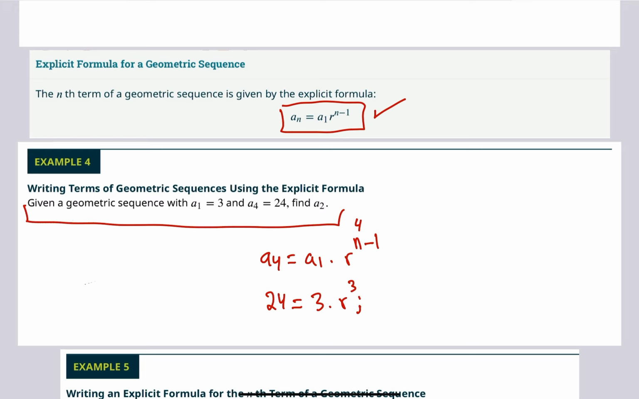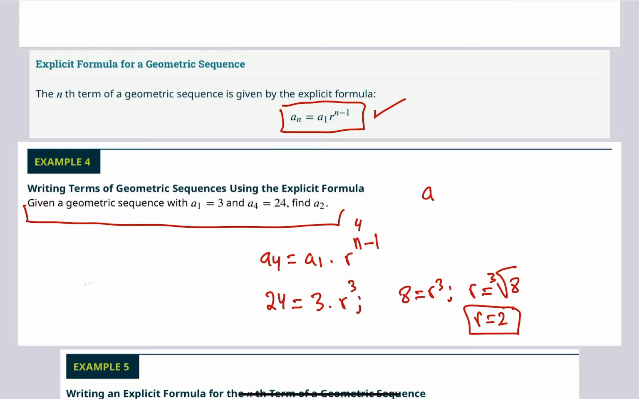How do I solve this? 24 divided by 3, which is simply 8, which equals r cubed. r equals the cube root of 8. r equals 2. Now, once you have r, you're basically done with the question.